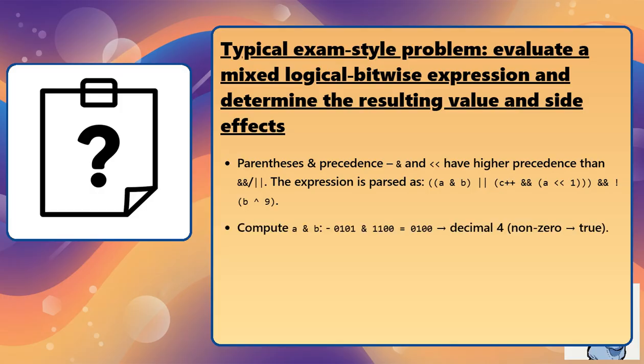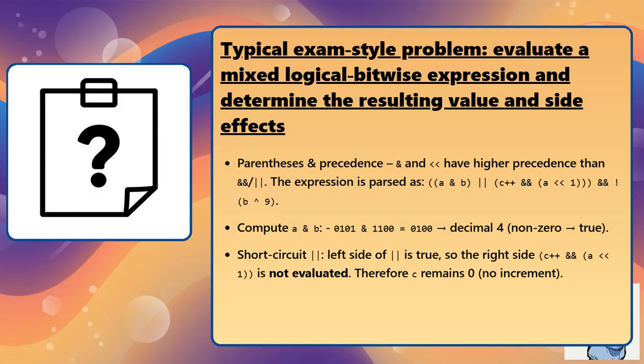Compute a bitwise and b: 0101 and 1100 equals 0100, which is decimal 4, a non-zero value, therefore true. Short circuit: for logical or, the left side is true, so the right side, c++ and a left shift 1, is not evaluated. Consequently, c stays 0, no increment occurs. The result of the first logical OR is true, which in C is the value 1.